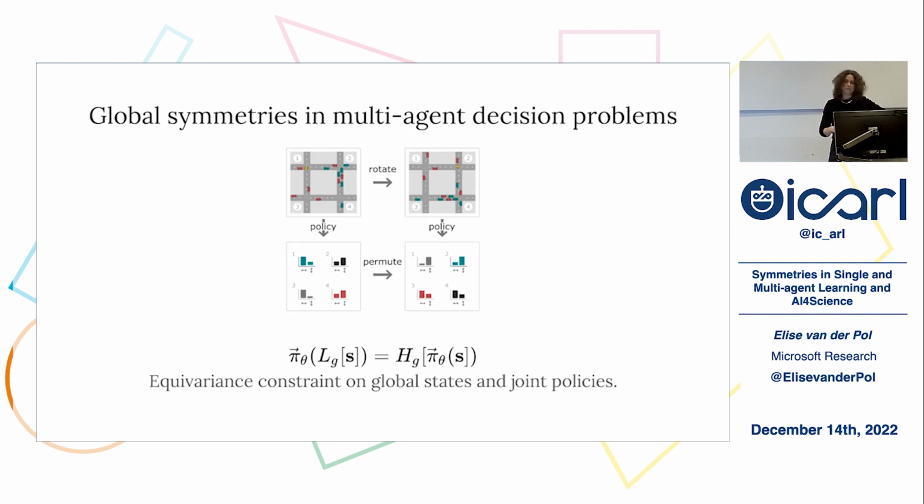And here we say, okay, if there is a global symmetry of the state space, then there should also be some kind of global permutation of the action space of the joint policy, right? So the policy that agent 1 is doing on the left should probably not only internally permute, but also move to a different agent. So that's a global permutation. And we can write down equivariance constraints on global states and joint policies in a similar way as we did for the single agent case.